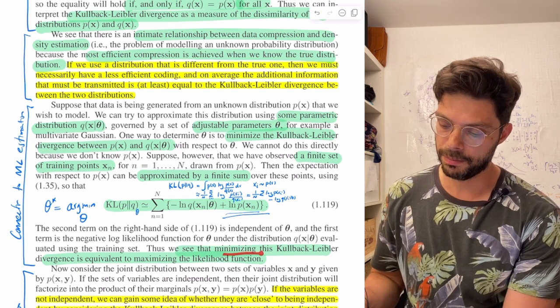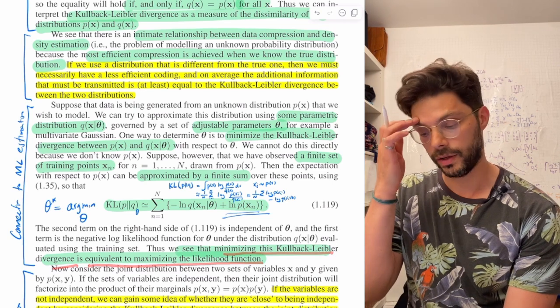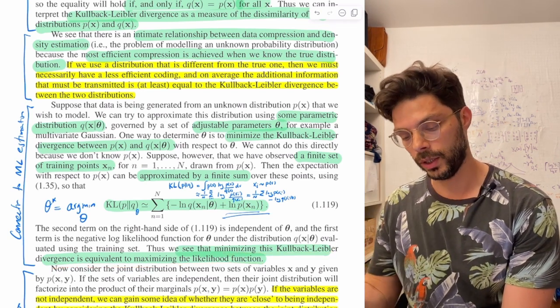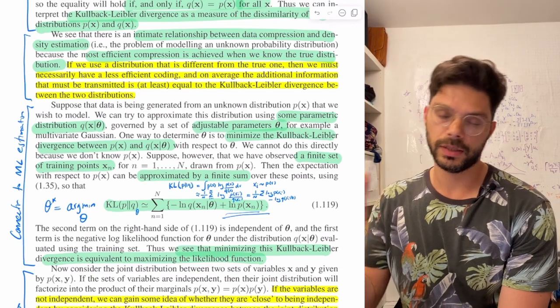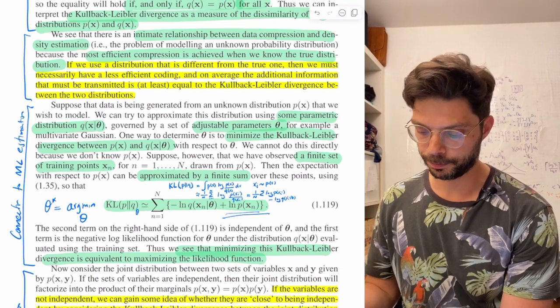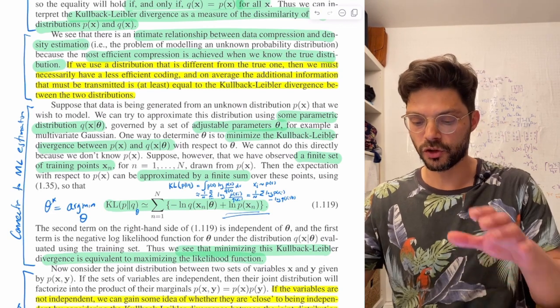So we said minimizing the Kullback-Leibler divergence is equivalent to maximizing the likelihood function. I think that's a really nice connection between maximum likelihood and minimizing KL distance, showing that they're basically the same. So that is an interesting chunk just all by itself.